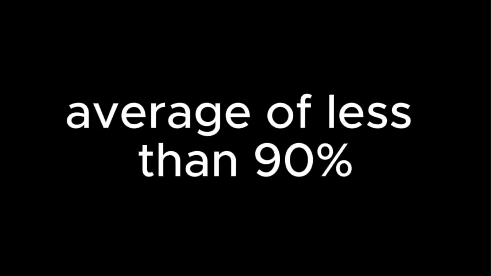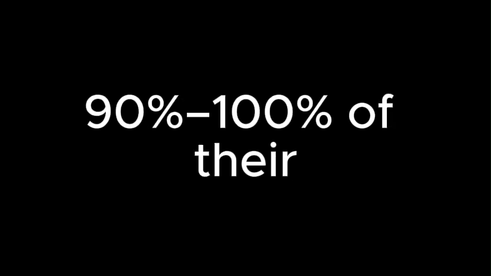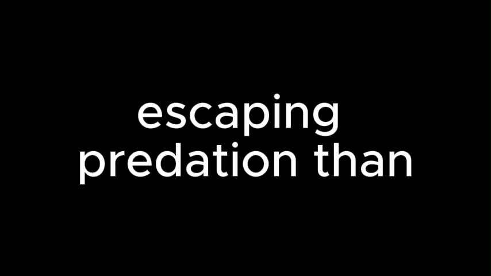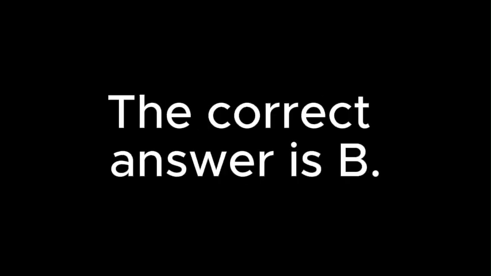A. Most lizard species use about the same percentage of their maximal speed when escaping predation as they do when pursuing prey. B. Multiple lizard species move at an average of less than 90% of their maximal speed while escaping predation. C. More lizard species use, on average, 91-100% of their maximal speed while escaping predation than use any other percentage of their maximal speed. D. At least 4 lizard species use, on average, less than 100% of their maximal speed while pursuing prey. You selected answer C. The correct answer is B.